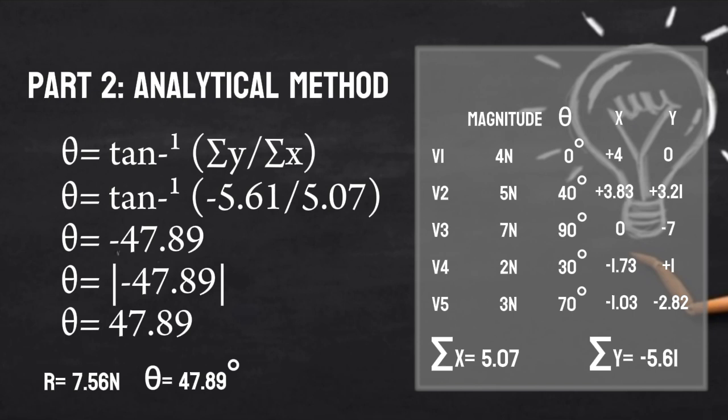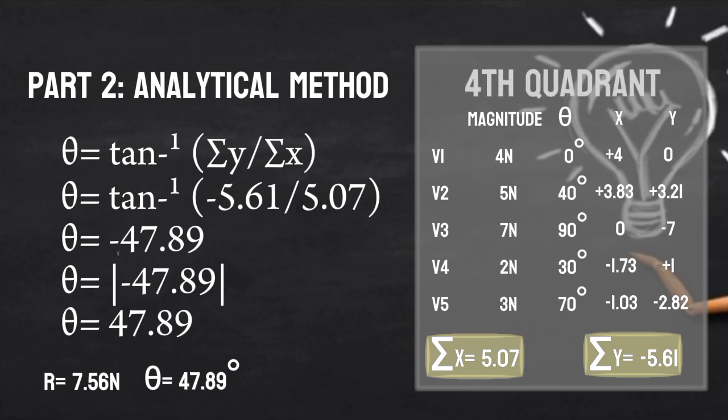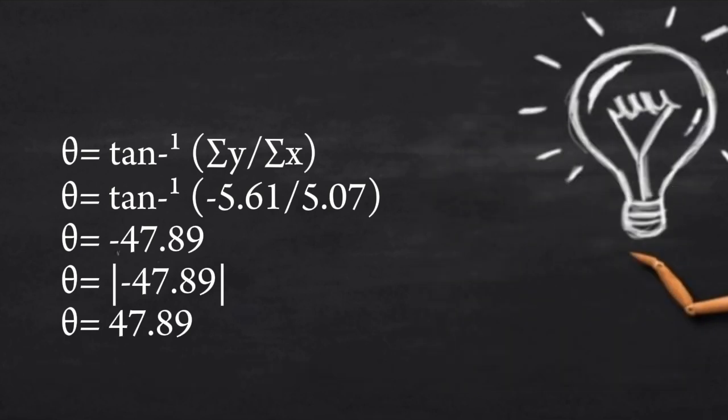But how? Let's get back to the summation of x and the summation of y. As you can see here, the summation of x is positive and the summation of y is negative, right? Now, on what quadrant is the x value positive and the y negative? That's right, it is on the fourth quadrant. So, the direction of this is south of east.